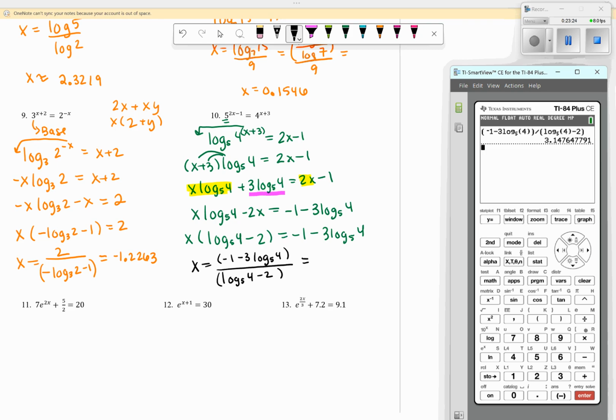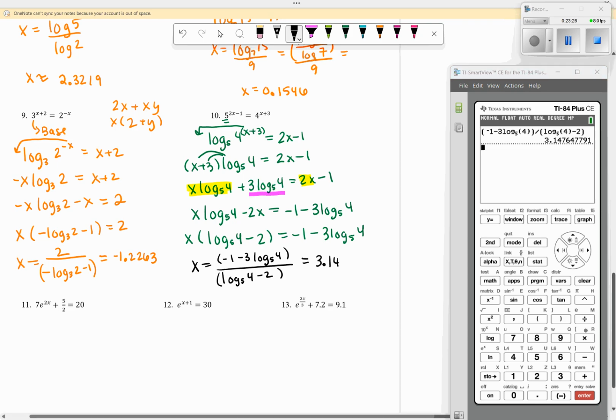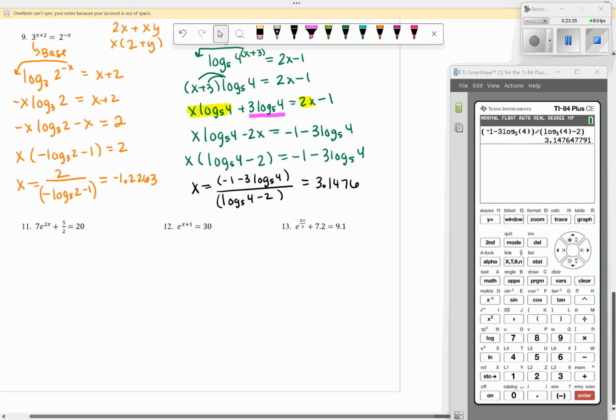So we get that this is about 3.1476 as our answer. And again, if you don't have that math log base button, you would have to use a change of base formula.